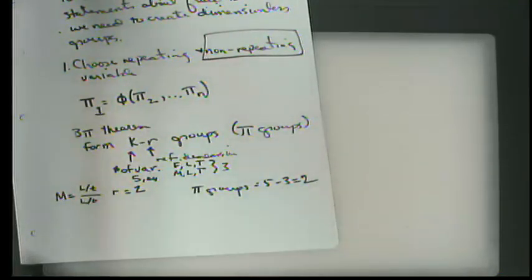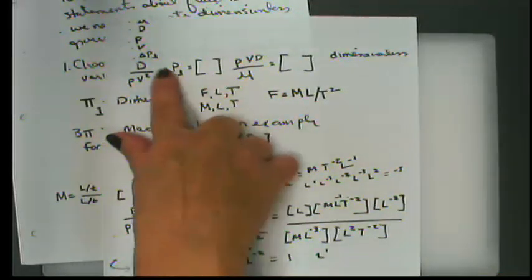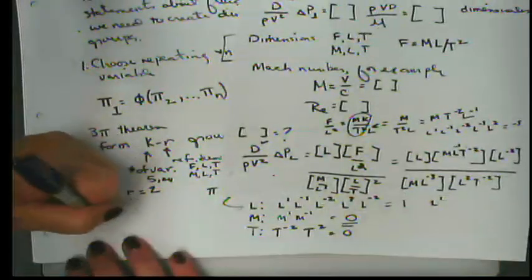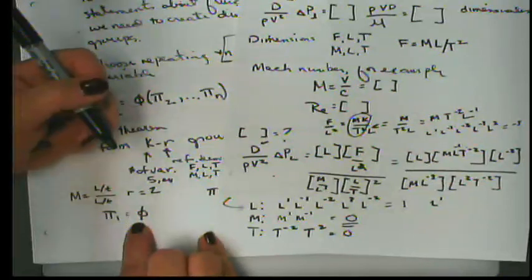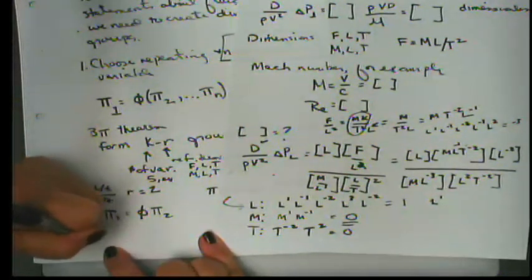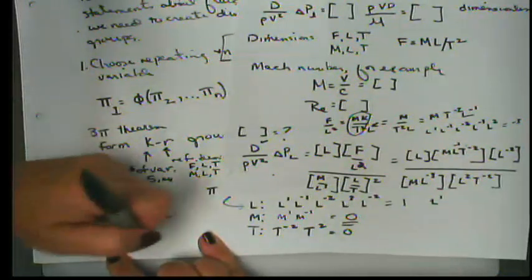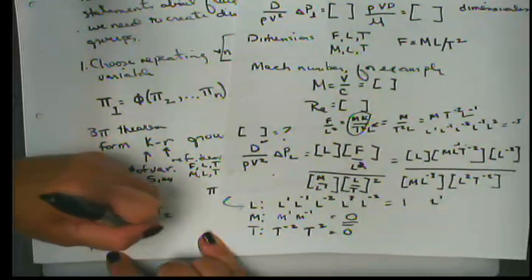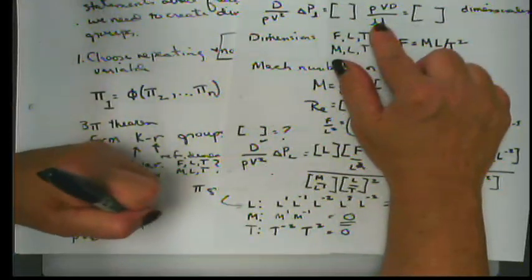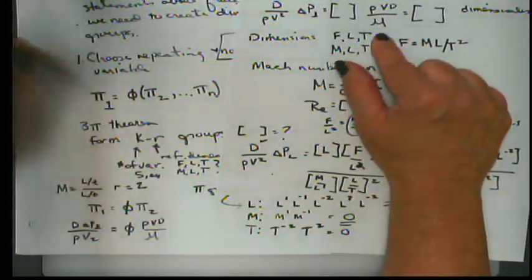All right, so when we look at the example that we did, here's one pi group, and here's another pi group. So we would write this as saying the first pi group is some function of the second pi group. And the first pi group would be d delta p sub l over rho v squared. And in Buckingham pi theorem notation, we would say that that is some function of the second pi group, which is rho v d over mu.